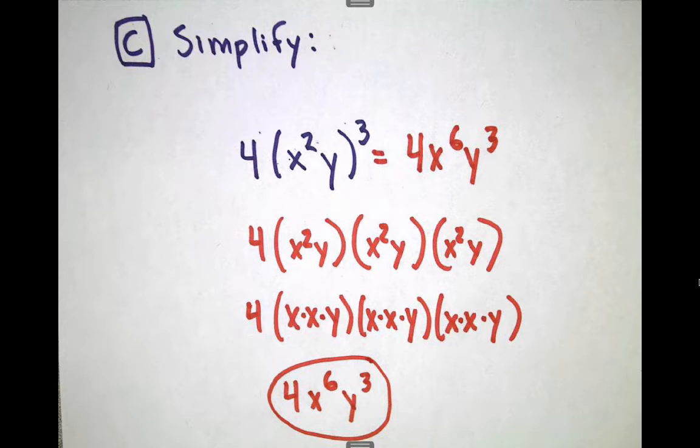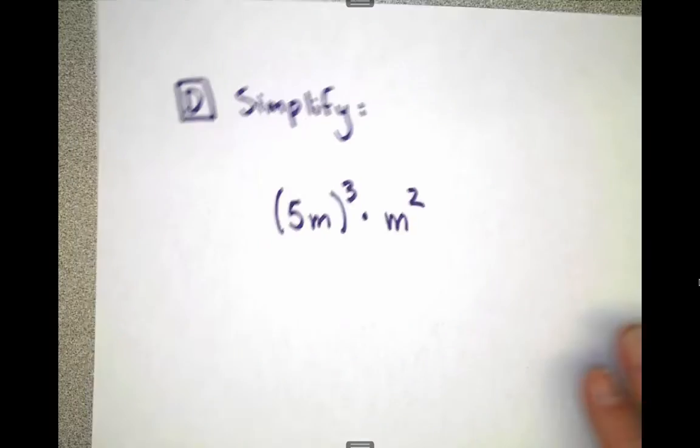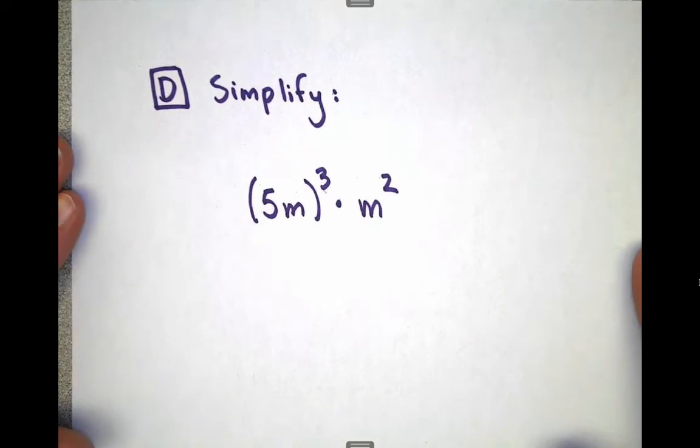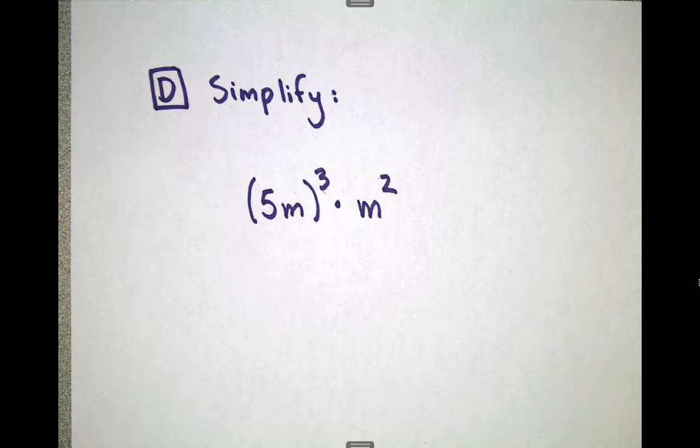Okay, so how you doing? You're practicing these problems, pausing the video. Are you getting them correct? I hope you are. Let's try another one. Letter D. Simplify this expression: 5m to the 3rd power times m squared. Ooh, okay, hit the pause button. See how you do with this.